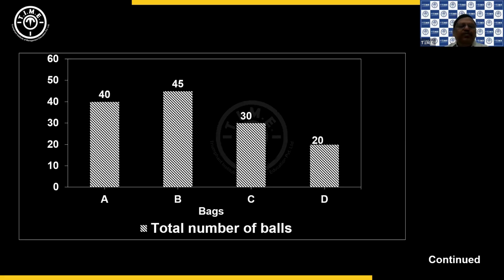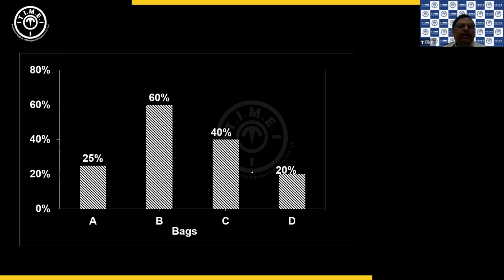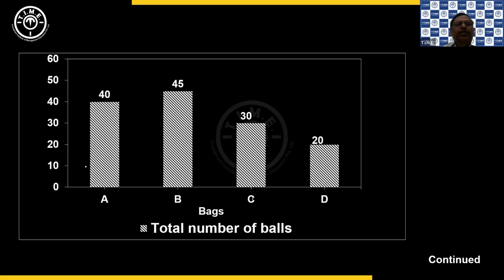Friends, total number of balls in A is 40, right? B 45, C 30, D 20. So friends, now these two will tell you A and B for red color, C and D for green color probability. See, the probability of picking up a red color ball is 25%, means 25% of the balls are red balls. So 25% of 40, there are 10 red balls, friends. Out of this 40, 10 are red balls in A.